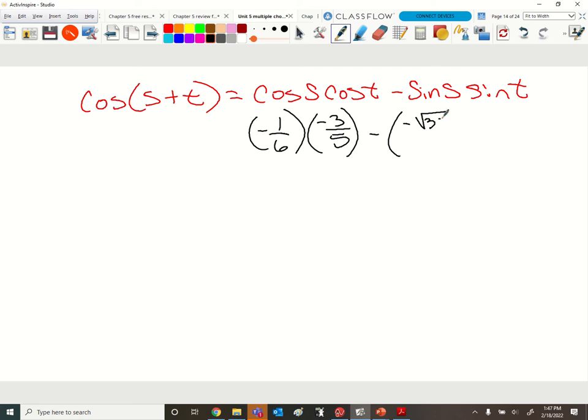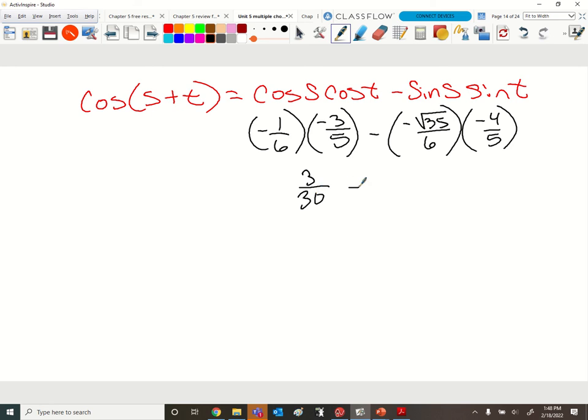Square root of 35 over 6. Yes? Sine of T, -4 over 5. Does anyone have questions on this or where they're coming from or why? This formula is on my reference sheet. Now we just need to do some multiplication here. So on the first one, negative is going to make a positive. 1 times 3 is 3 over, what do we get there? 30? Okay. Now, minus.